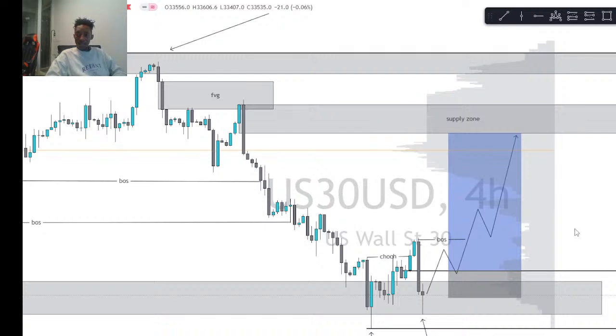Will the supply zone be tested by the end of the week? It depends on the market. It depends on the volume. Remember, it's NFP week, by the way. Friday we are having NFP. So if the market is more volatile, we might break the supply zone by Friday.